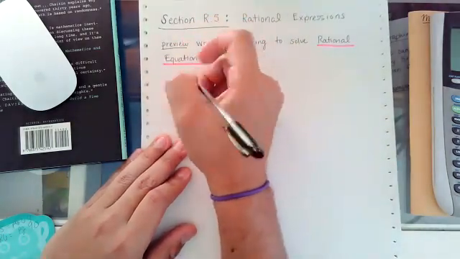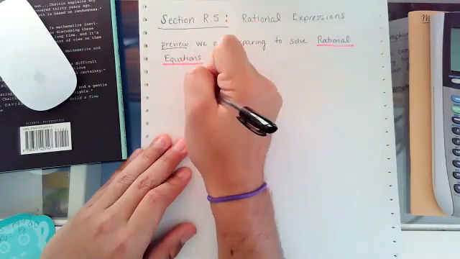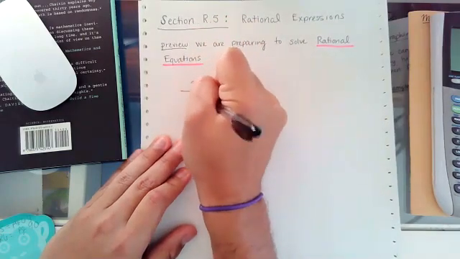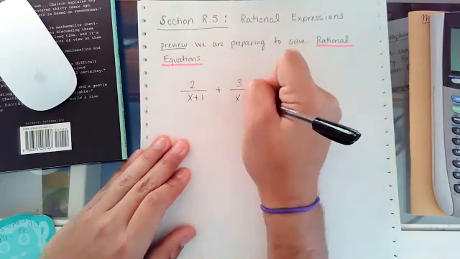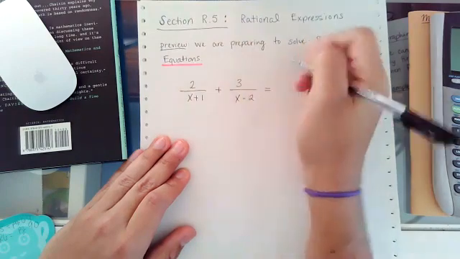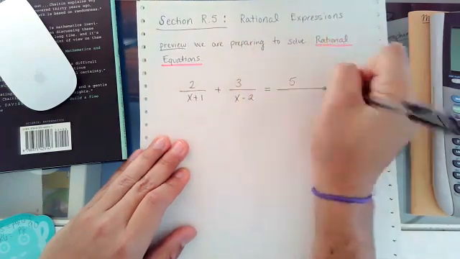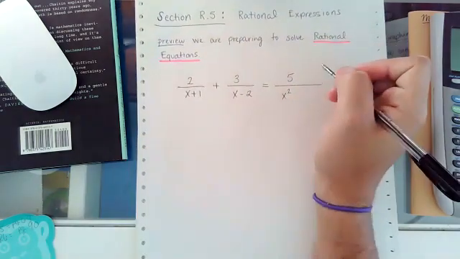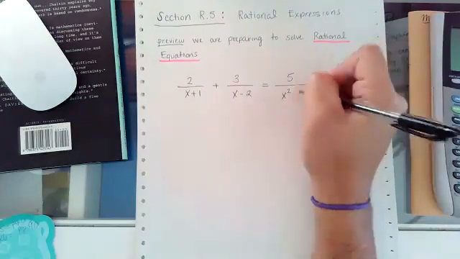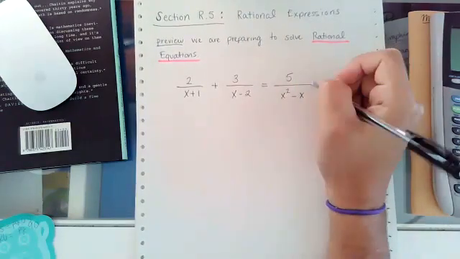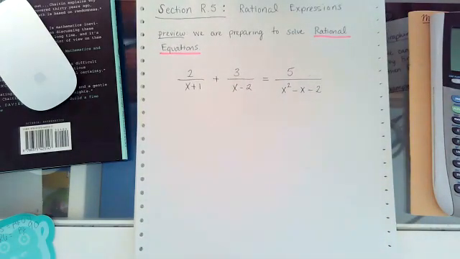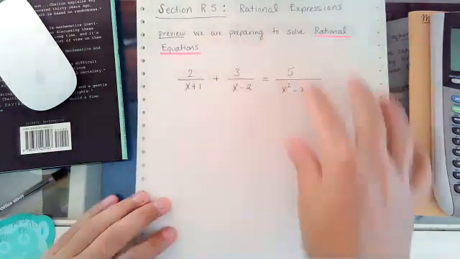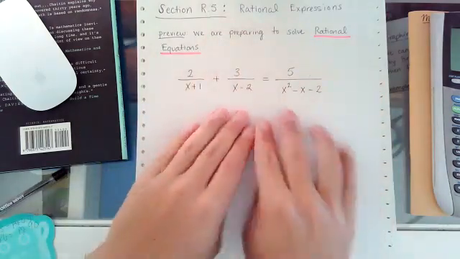They look like this. Let's say, I'm just going to make up an equation here. So let's say 2 over x plus 1 plus 3 over x minus 2 is equal to 5 over x squared minus x minus 2. Okay, we're not going to solve this right now, but this is the kind of species of equation that we're going to be looking at.